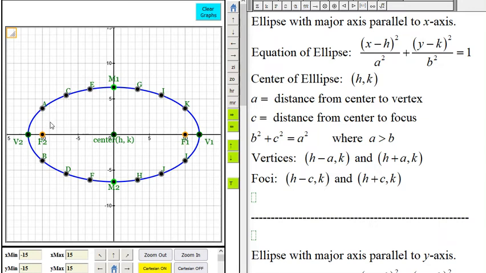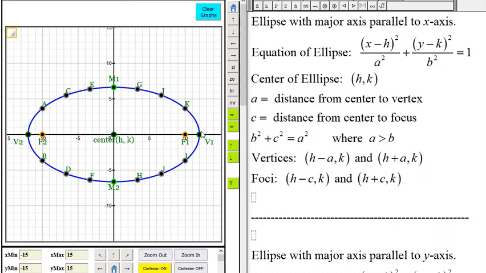The distance from point C to focus 2 plus the distance from point C to focus 1 is 24. The distance from point E to focus 2 plus the distance from point E to focus 1 is 24. In summary, for any point on this ellipse, the distance from the point to the first focus plus the distance from the point to the second focus must be 24. For a different constant, we get a different ellipse.